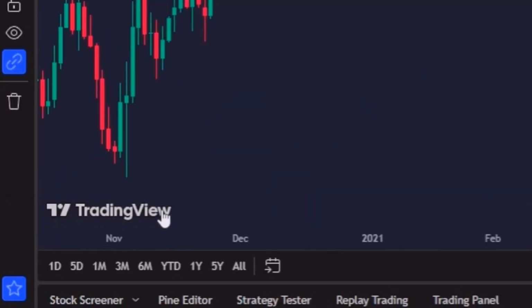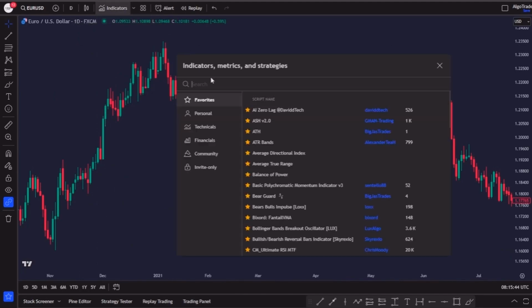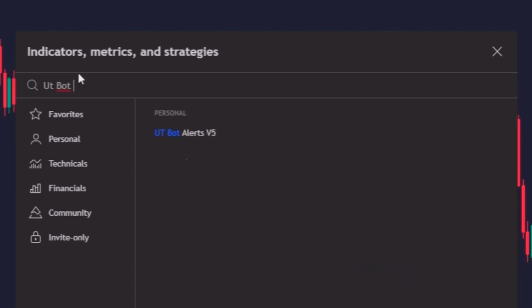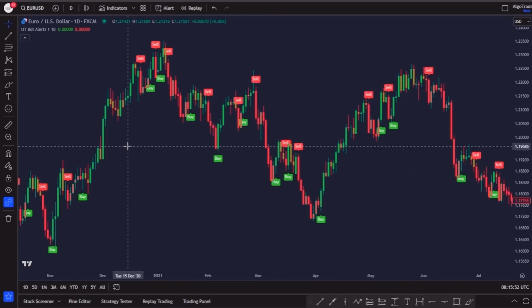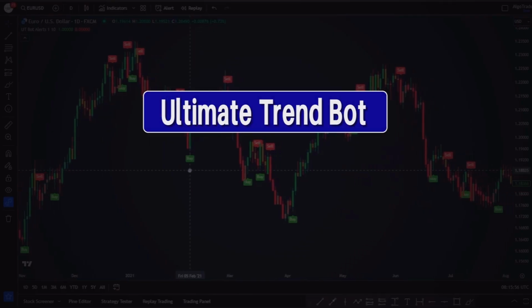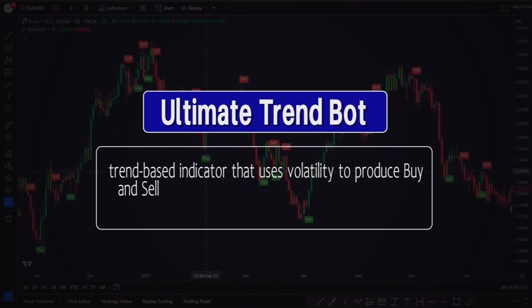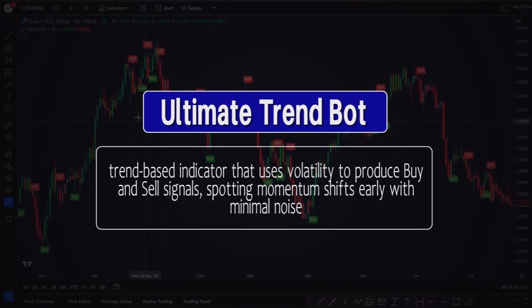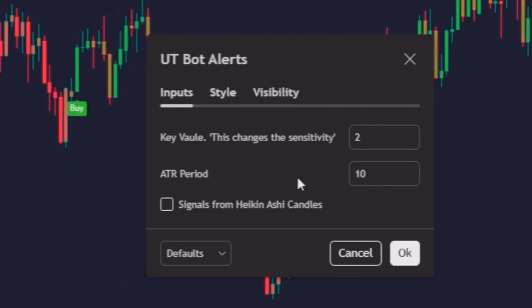I'm going to use TradingView, but you can use another platform if you prefer. I will start by going to the Indicators tab and searching for the UT Bot Alerts. You can use this one here by QuantNomad. The UT Bot, which stands for Ultimate Trend Bot, is a trend-based indicator that uses volatility to produce buy and sell signals, spotting momentum shifts early with minimal noise. For the settings, you should use 2 for the key value and 10.